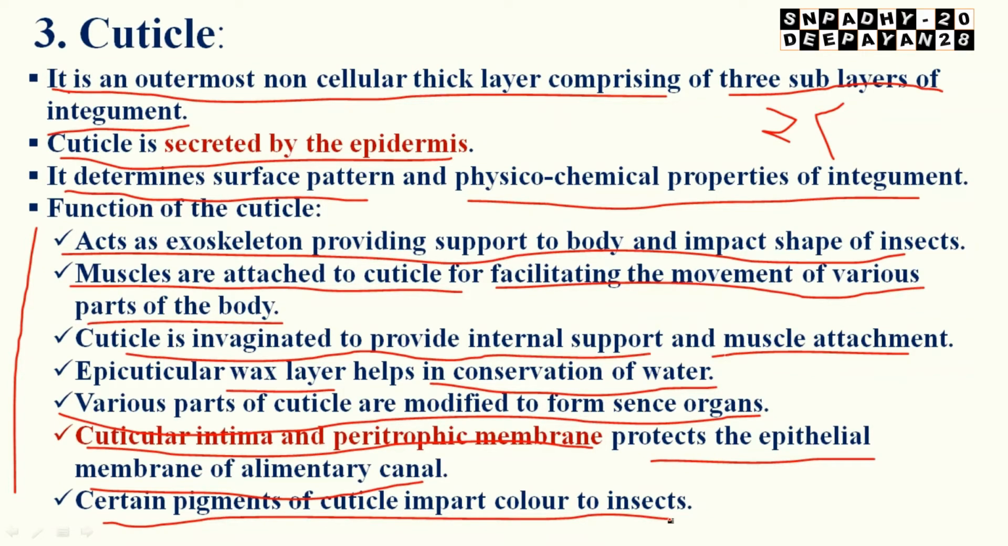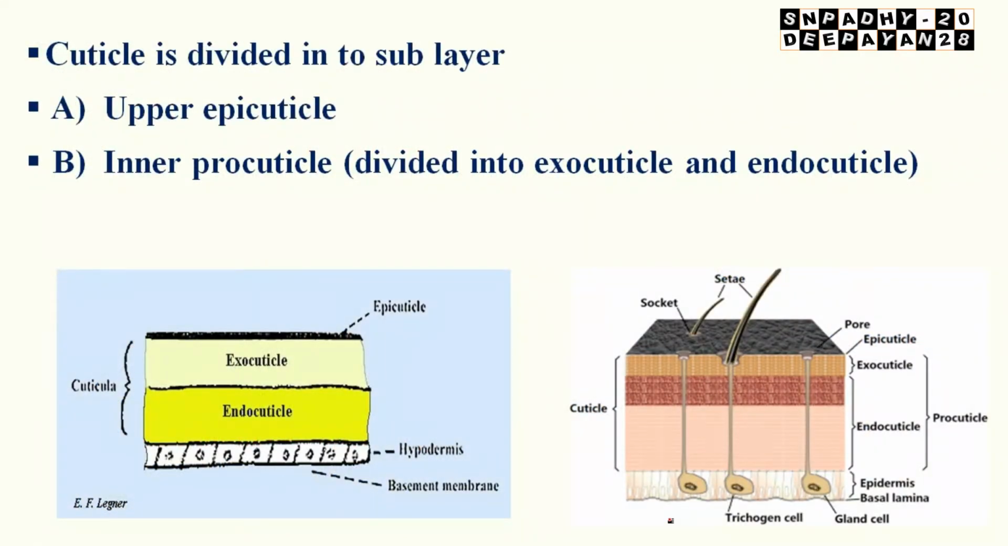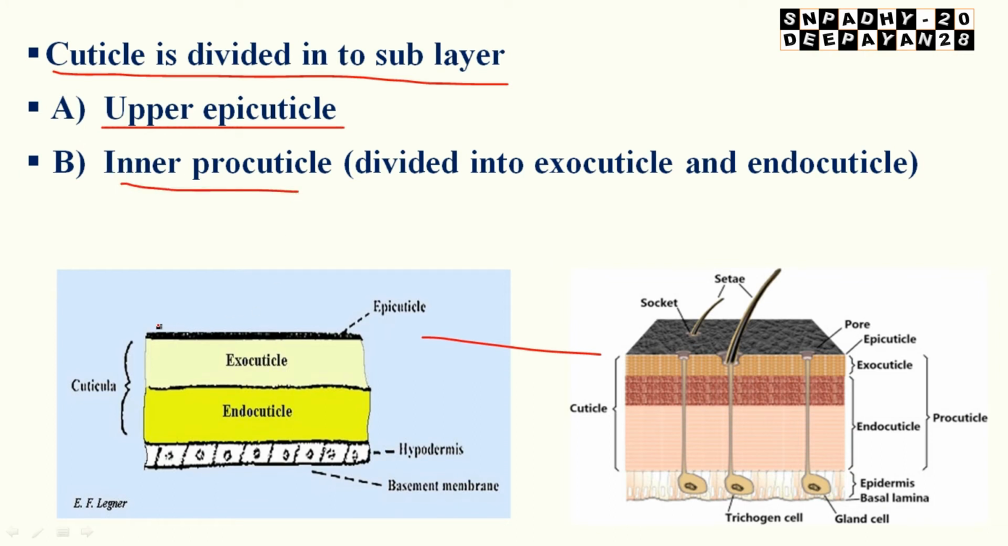It is the outermost layer, having 3 sublayers, but generally 2 layers will be there. I will tell. Cuticle is secreted by the epidermis, and these are the functions over here. So now you see how they are divided. Generally, cuticle is broadly divided into 2 parts: upper epicuticle and inner procuticle. This one, upper epicuticle, and this one is the inner, these two, okay, known as what? Procuticle.